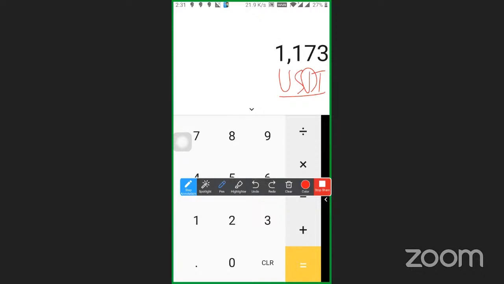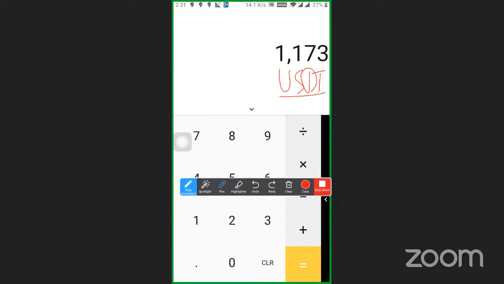This is the amount of USDT that you require, 1173 USDT. If you have this amount of USDT, you can convert it into BTC. You will get 0.051 BTC. Then come to Royal Q and start this trade using the default strategy. Don't have to change anything, just keep it as it is.